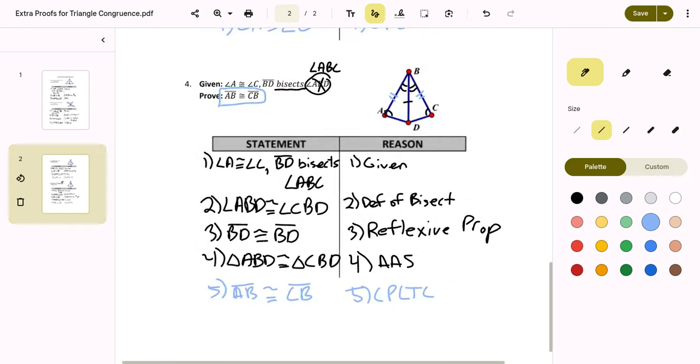If you need to pause it there to look at that, digest it, feel free to pause it here before the video ends. But that's how those proofs will kind of look.